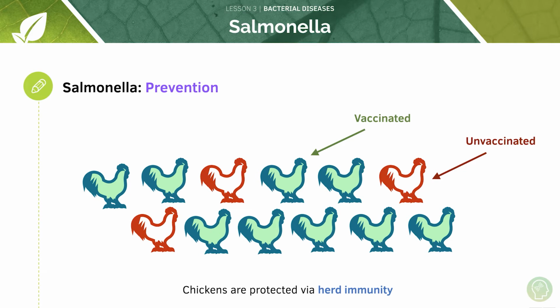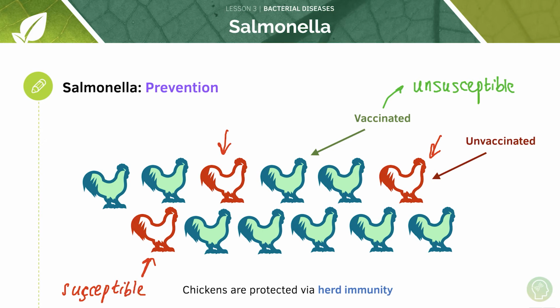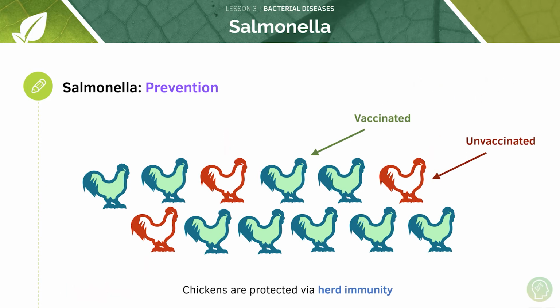That's because if you vaccinate your chickens, these vaccinated chickens are going to be unsusceptible to getting Salmonella. And it's only these 3 unvaccinated chickens that are going to be susceptible. So this is the concept of herd immunity. The more chickens you vaccinate, the less likely that Salmonella will be to spread within the chicken population.